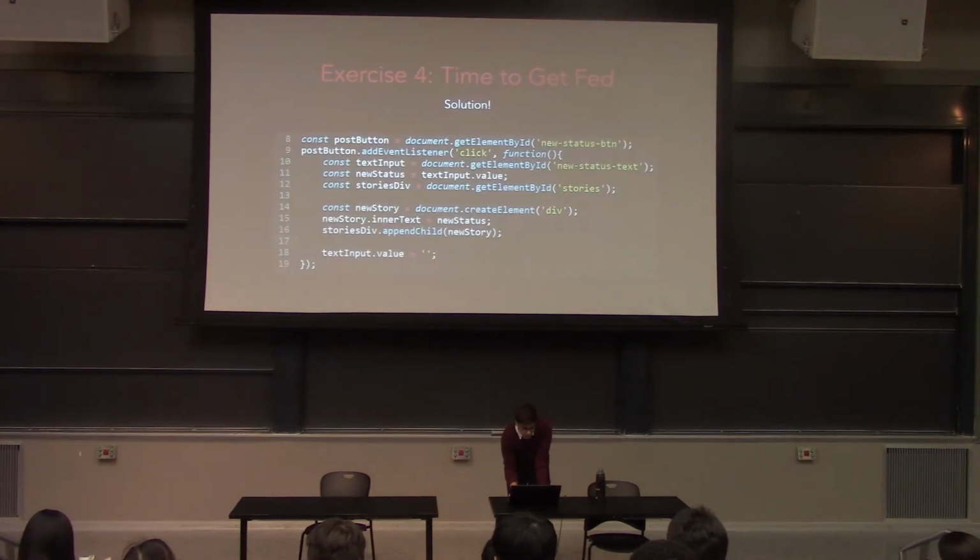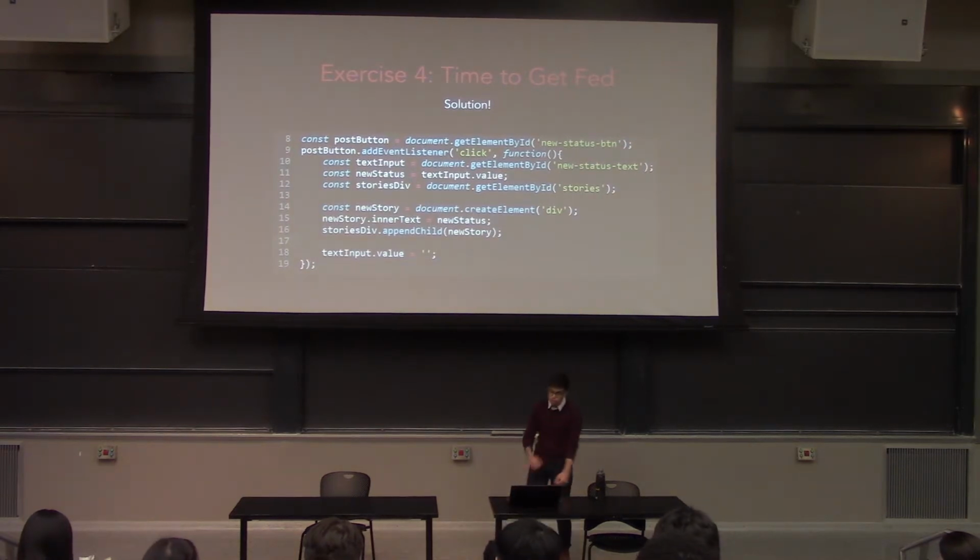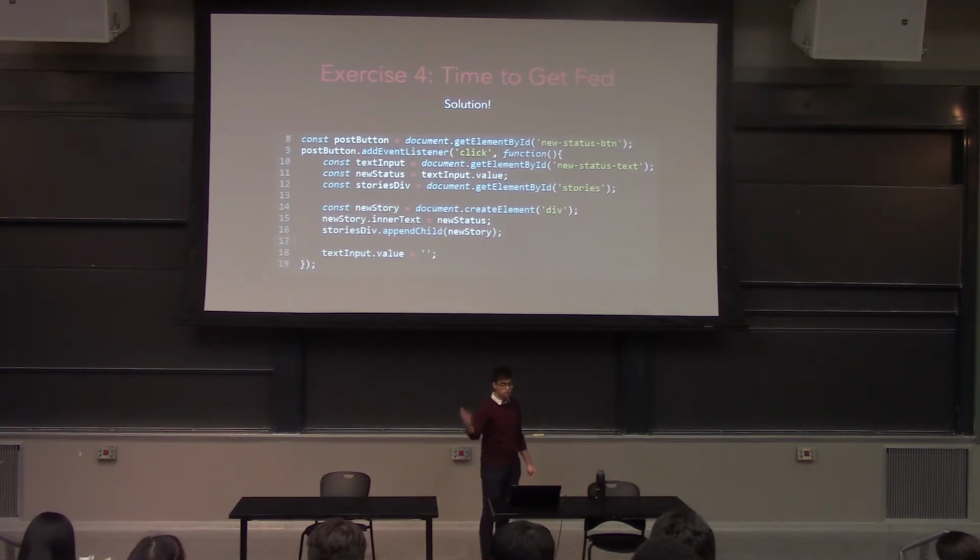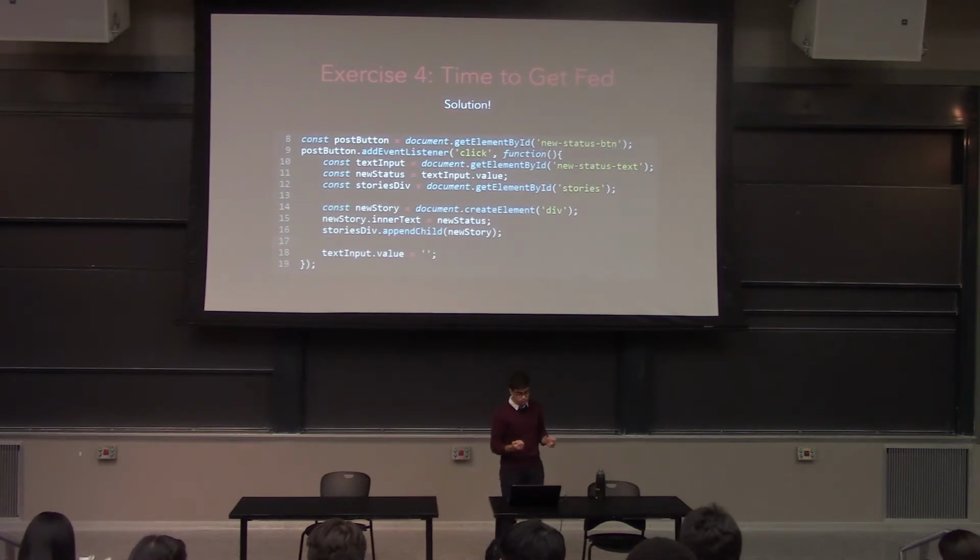All right. This is the solution that I just wrote up. Again, let's just review it one more time. We're getting the post button. We're adding an event listener to the post button on a click that does the following function. The function finds the text input, okay, and it says the value in that text input is the new status that I want to post, okay.